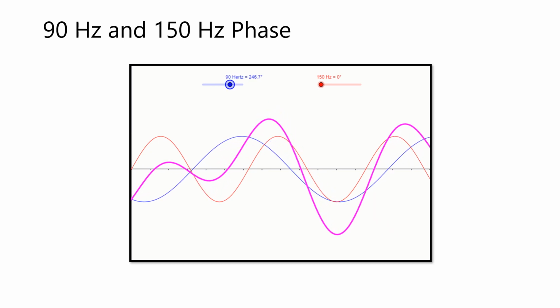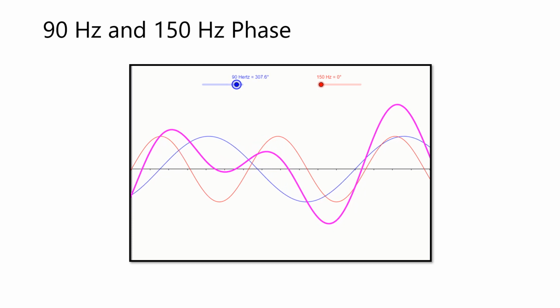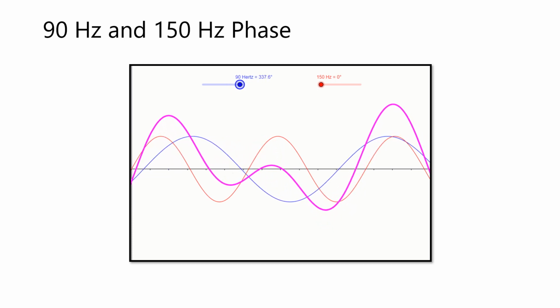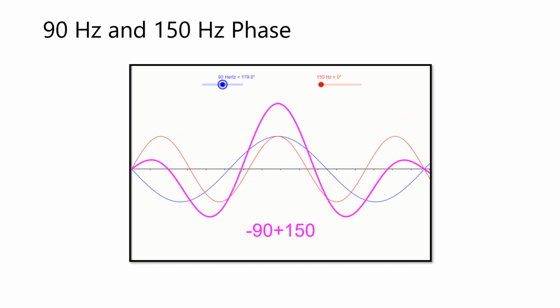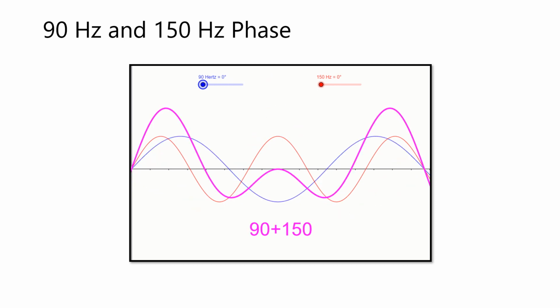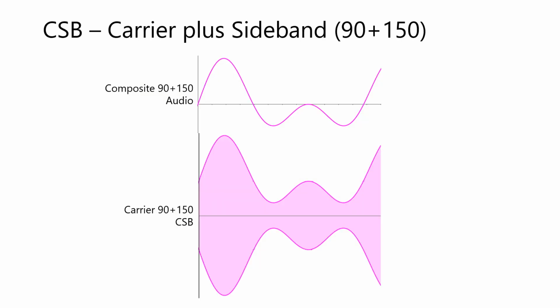In the ILS, we use only two instances of these phase relationships. That is when 90 is precisely in phase or out of phase with 150. Anywhere in between will cause system errors, although this is a rare problem in modern ILS transmitters. Recall that when the 90 Hz and 150 Hz signals are added together in phase, the composite audio waveform results.